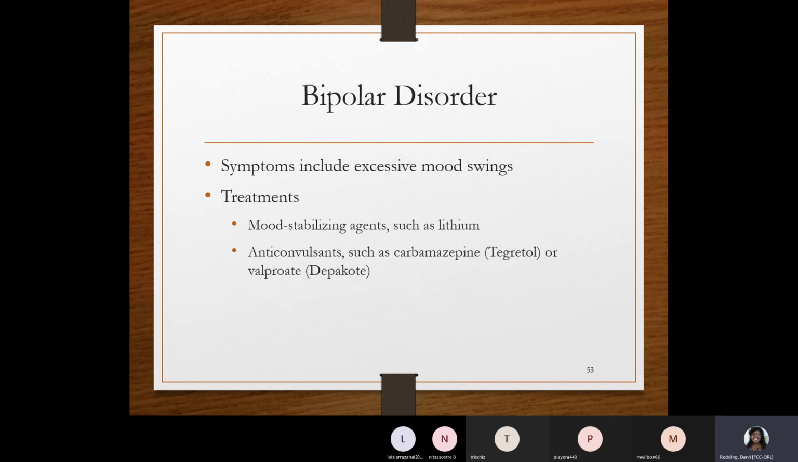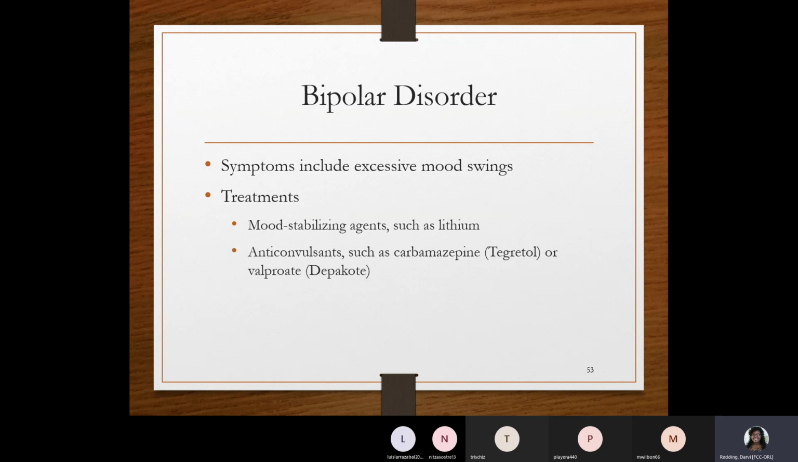So we talked about depression. We talked about anxiety disorders. Next, we're going to talk about bipolar disorder. And so a person experiencing bipolar disorder may have some symptoms, which include excessive mood swings. Some of the treatment for a person experiencing bipolar disorder would include taking a mood stabilizing agent. An example of that would be lithium.